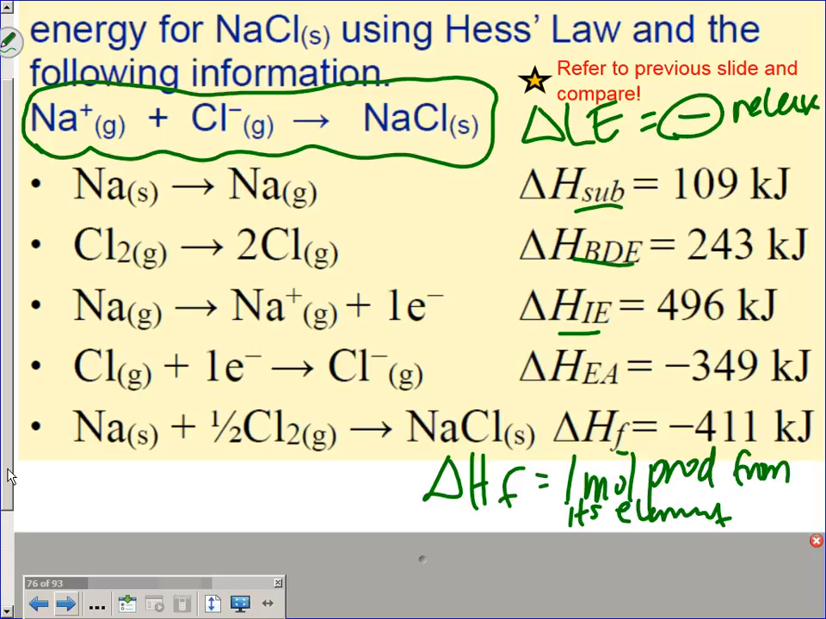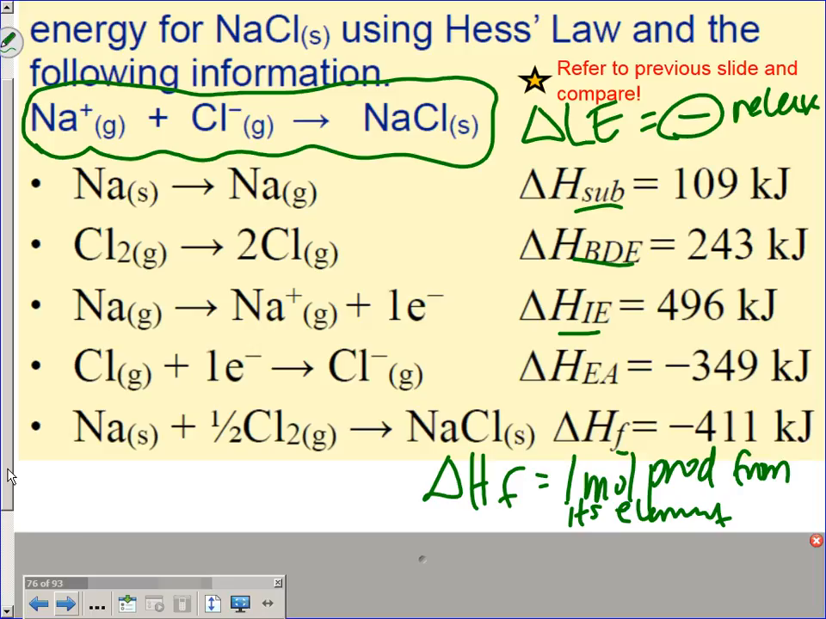Now that sodium's gone, that sodium ion remains. I'm going to box that off because I know I want to keep that. Now, this chlorine gas that's here, I don't want it. What do I need to do? Take that fourth equation and flip it: chlorine ion gas yields chlorine gas plus 1 electron. I'm not manipulating it, because I can see there's only 1 chlorine here. Half times 2 is 1 chlorine, so that's going to be just fine. That delta H is positive 349.